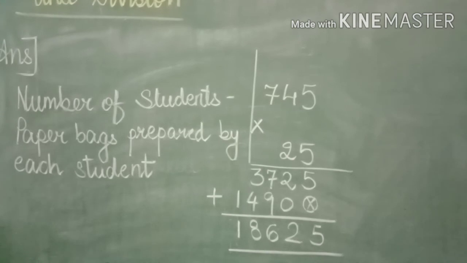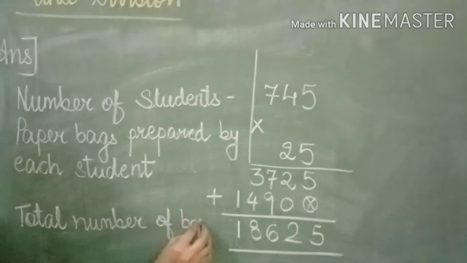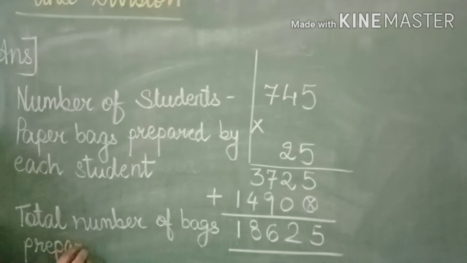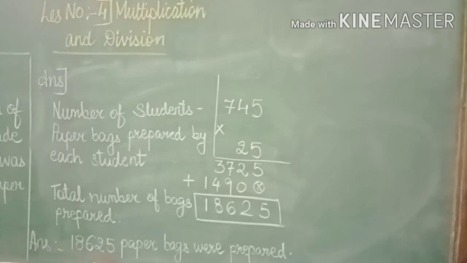Now let's write this in the statement. How are we going to write? We are going to write total number of bags prepared, in the same line. So we know the answer. Total number of bags prepared were 18,625. So in the answer form we write: 18,625 paper bags were prepared.